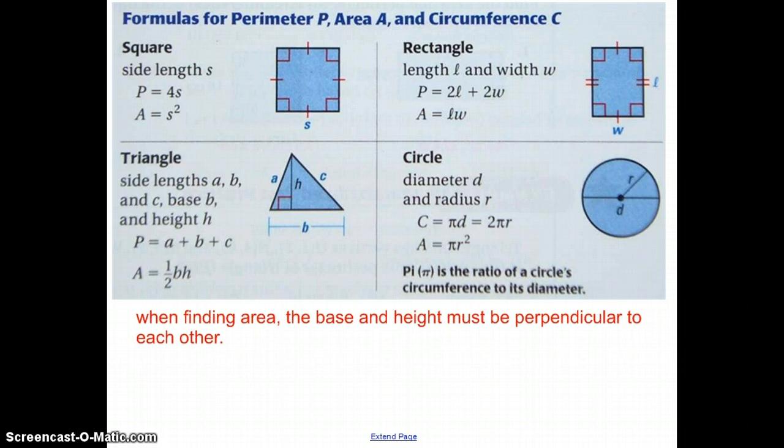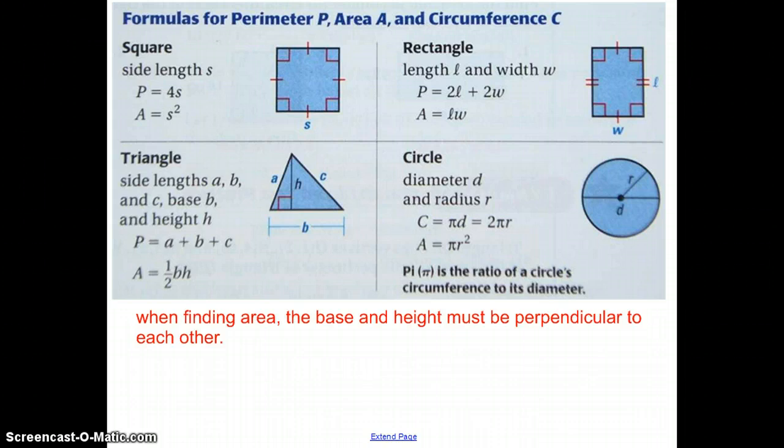All right, take a second, copy these down, look at them. You should know most of these. You should have seen these before. Perimeter of a square, all the sides are the same, so just 4 times the length of one side. Same idea for a rectangle.